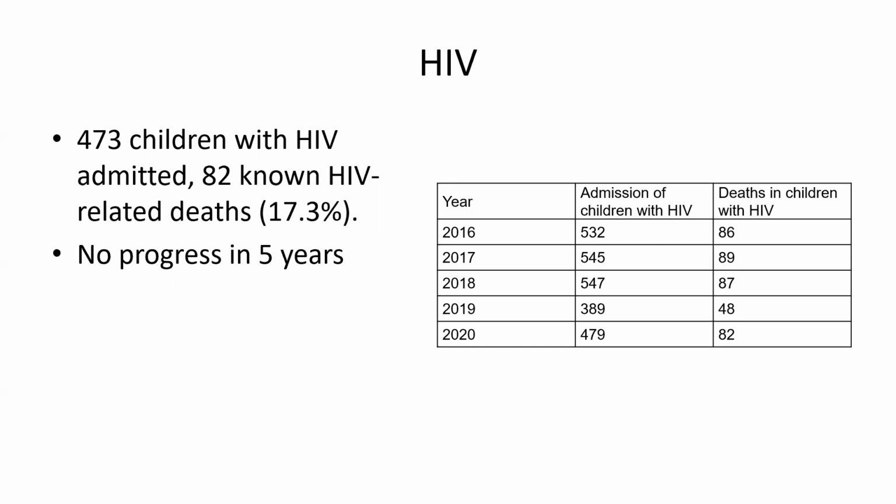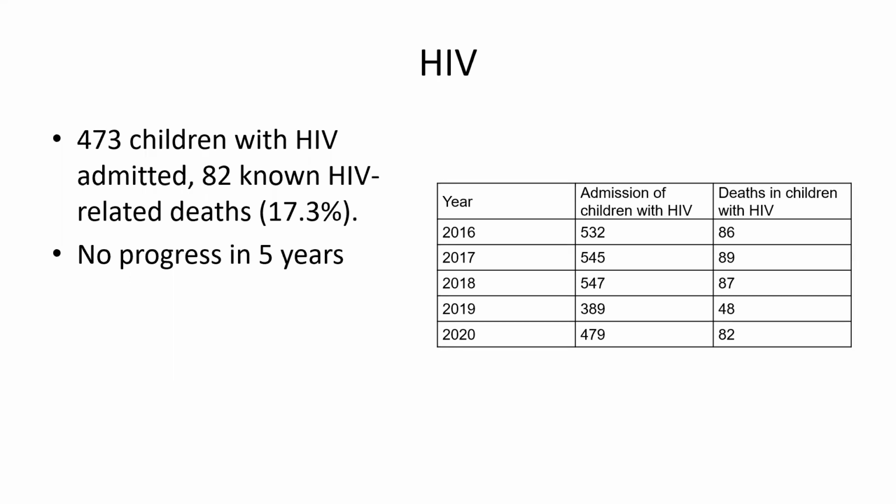And of those, 82 were known to have died. Of course, there may be more HIV deaths that we don't know about, but I think you can see from this data that there's really been no progress in the last 5 years. And I think there's some good reasons for that. And it's understanding those reasons that will help us make further improvements.